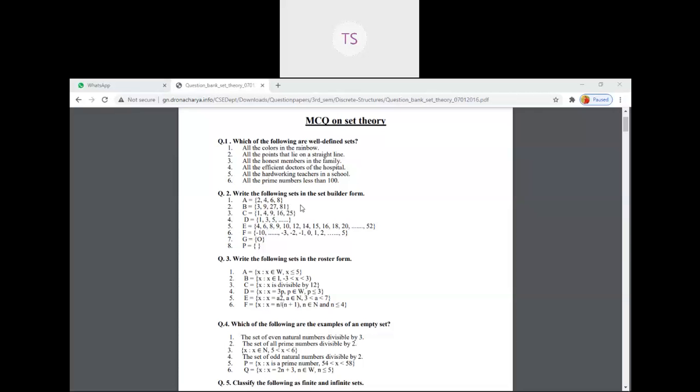Odd numbers? Then there must be 5 also, because 5 is also an odd number, and 7 is also an odd number. Even numbers? 3 is not an even number.